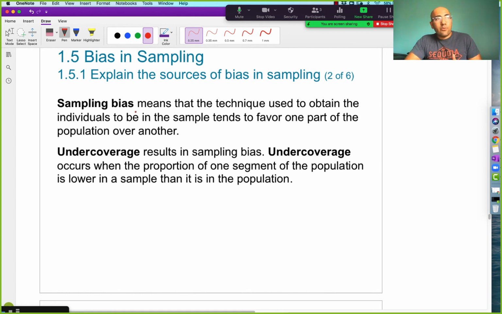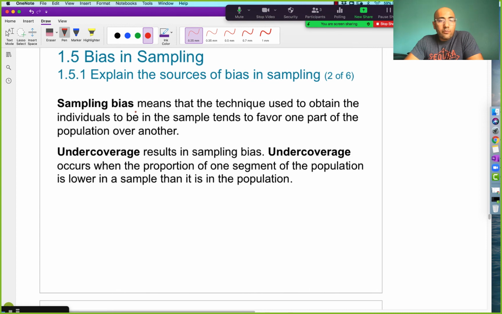The process by which they chose people in their sample favored people that were a little bit more well off financially, and it didn't include a whole lot of other people. So they got it wrong. Their sample did not do a good job of guessing what the entire population was thinking. Good. Undercoverage results in sampling bias.